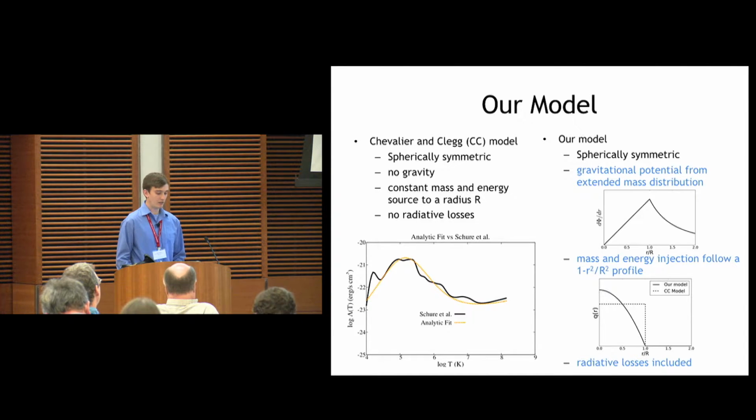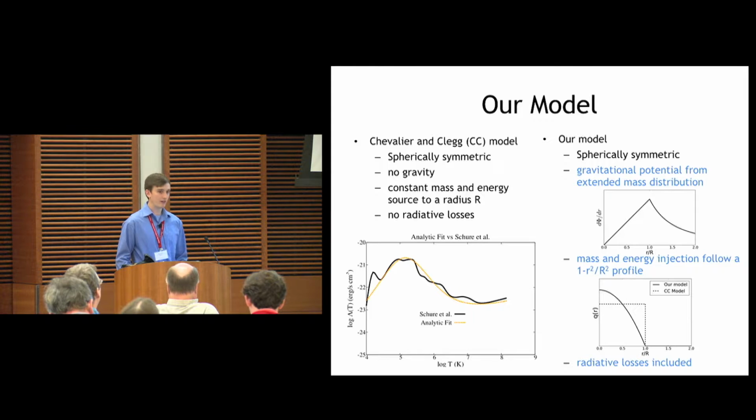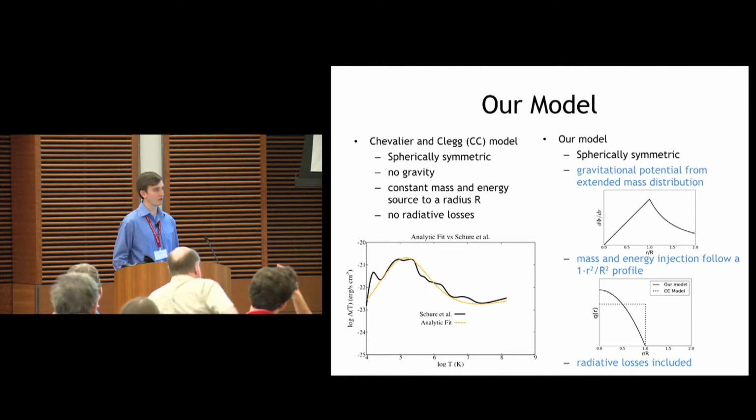So our model keeps in the same vein of being simple and versatile by being spherically symmetric, but we include a gravitational potential from an extended mass distribution. Instead of having a constant mass and energy source out to some radius, we now have a mass and energy injection that allows you to have more mass and energy injected towards the center of the galaxy and less towards the edges. And I think most importantly, we include radiative losses, which, as I'll show you, is actually a very, very important thing.